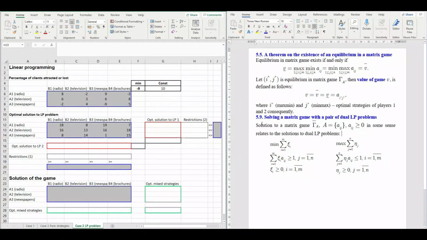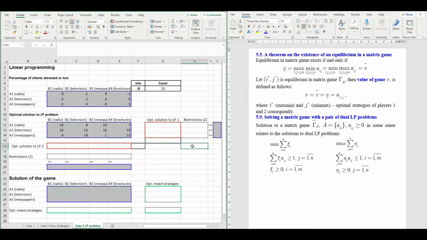Let's go back to paragraph 5.9 and consider the first linear programming problem. Here we see the objective function, it is the sum of the variables xi. The number of these variables equals the number of pure strategies of the first player. In our case, there are 3 strategies of the first player, A1, A2 and A3. Therefore, there are 3 variables in the first linear programming problem for minimization. Variables of the first linear programming model we will introduce in the red frame in column G.